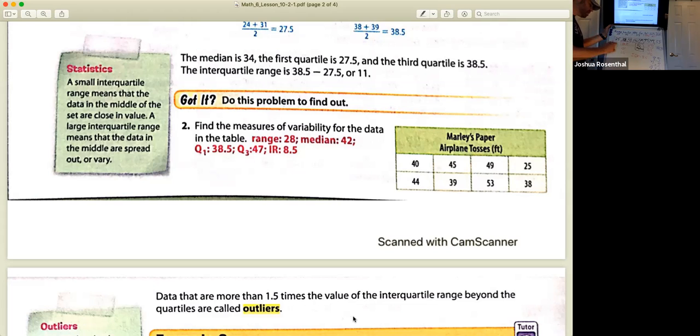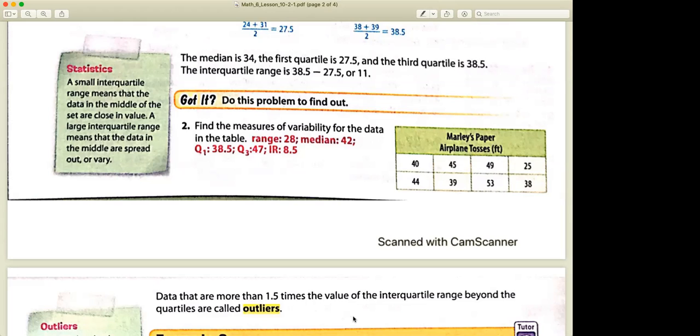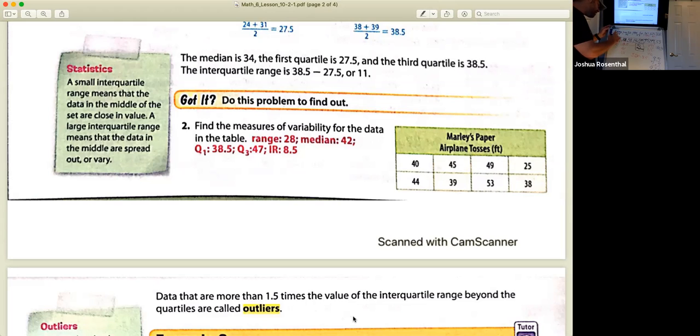That is the smallest number that you can be before you're considered an outlier. So that is not an outlier. So 25 is an outlier? Yes, so 25 is an outlier. This is cool. I never learned that before. Okay, and then 56, so we don't have any upper outliers. We only have a lower outlier, okay?